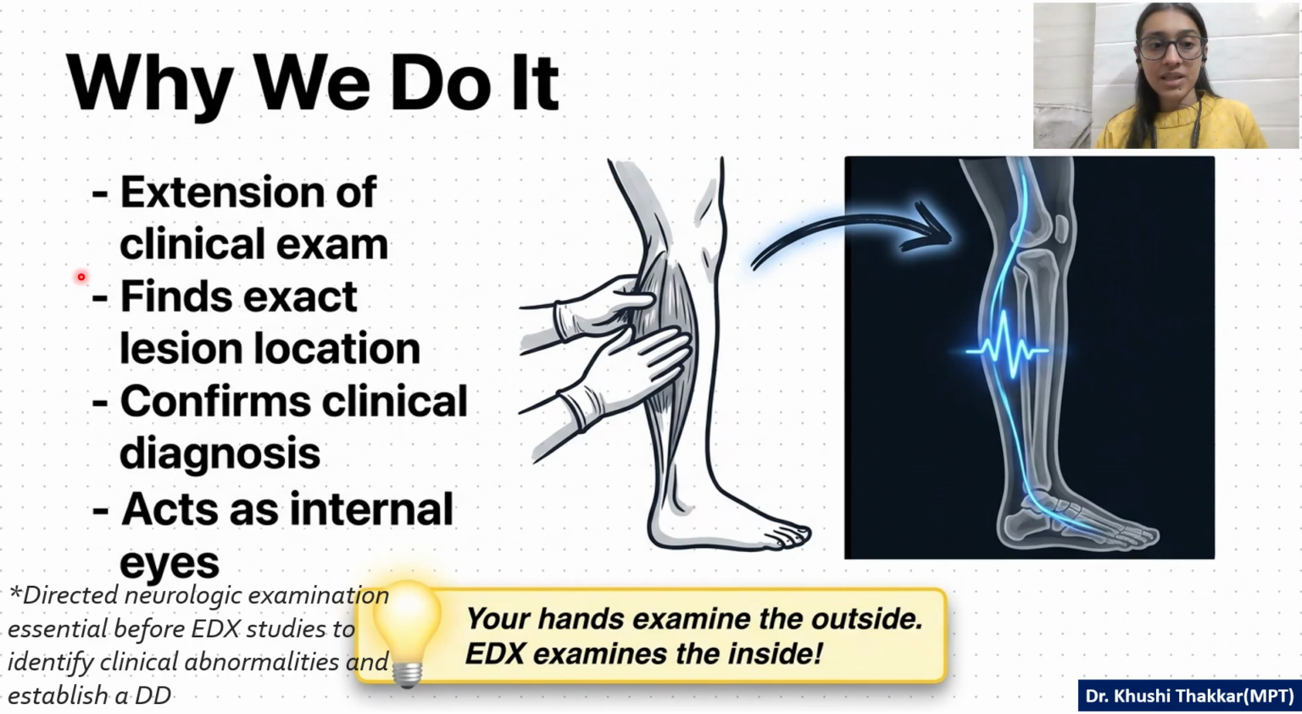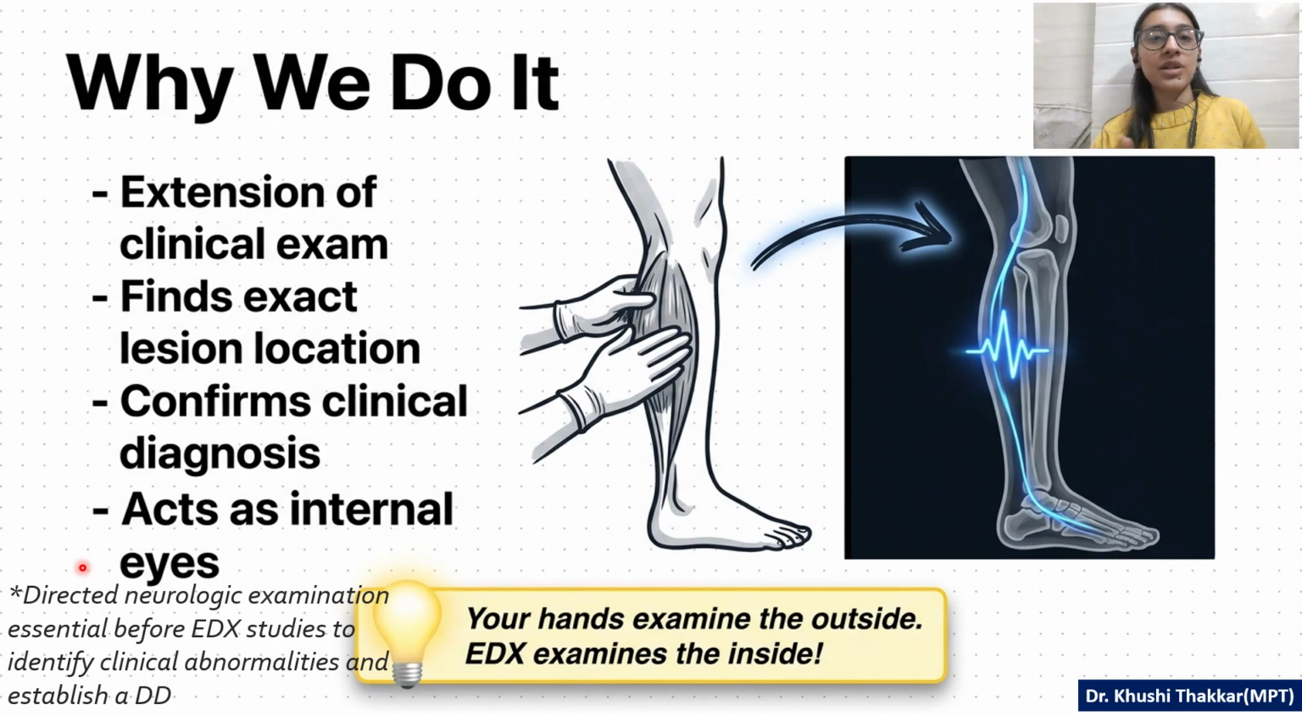It helps us understand the exact lesion location. It confirms the clinical diagnosis, whatever we have found out via our assessment. A confirmatory finding comes with EMG NCV. So it acts as an internal eye. Basically, it's a directed neurological examination essential before electrodiagnostic studies, emphasizing a lot that our assessment is most important in the reports of EMG NCV. Also, we see that in the end they have written kindly correlate clinically.